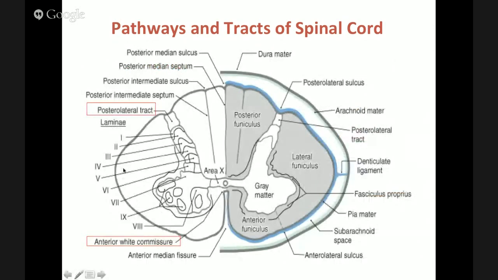So these are pathways. Here, these two regions of the spinal cord are highlighted. They're part of the pathways for the anterolateral system. The posterolateral tract contains the axons which ascend, has collaterals which are ascending as they enter into that region of the spinal cord, and the anterior white commissure is where they're crossing to the other side. That's all I have there.